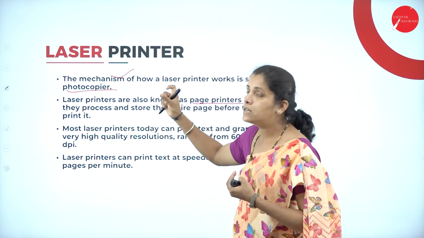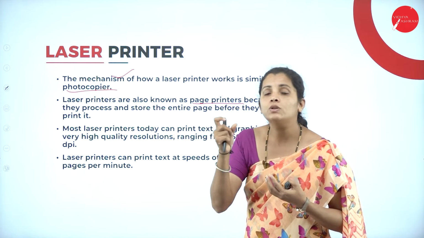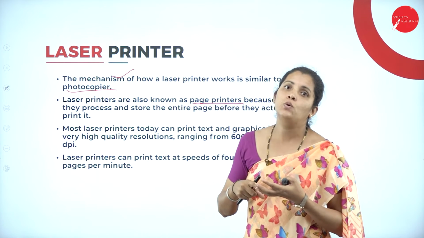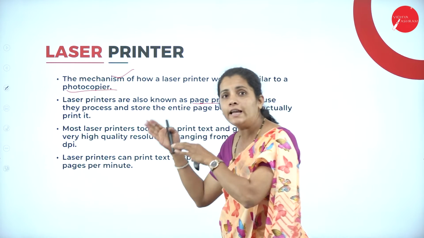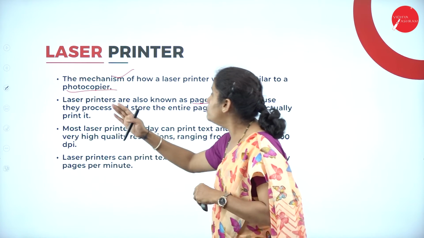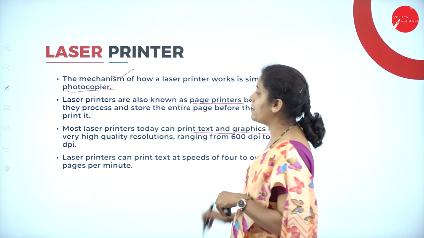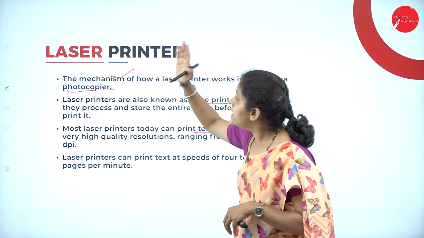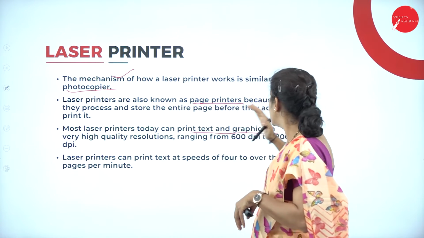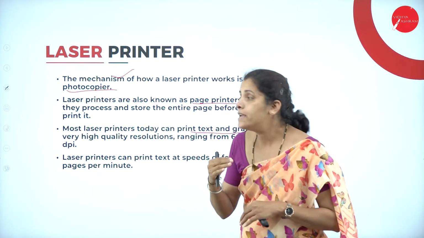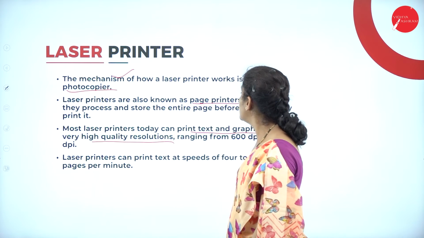So here laser printer has a storage area called buffer. The entire page is stored inside the buffer, the page is processed and printed later. Then most laser printers today can print text and graphics. So laser printers are responsible for printing text as well as graphics with a high quality resolution.